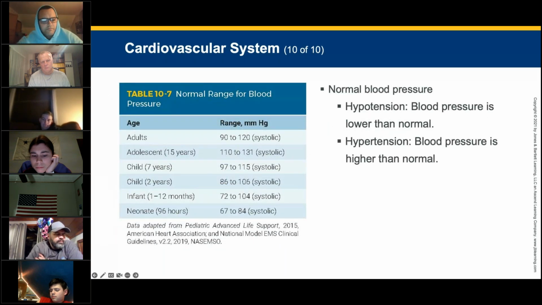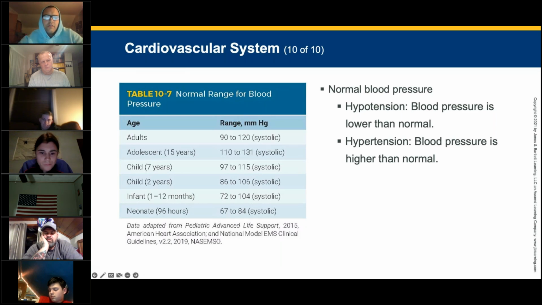Here's a table showing the normal range of blood pressure. Again, these are important things. You want to remember these. You need to know them for your test. You need to know them for your clinical time. Hypotension is a blood pressure that's lower than normal, and hypertension is a blood pressure that's higher than normal.